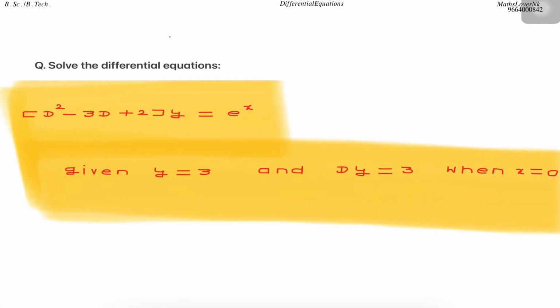In today's lecture, we are solving a question related to the differential equation. The question says: solve the differential equation (D² − 3D + 2)y = e^x, given that y = 3 and dy/dx = 3 when x = 0.